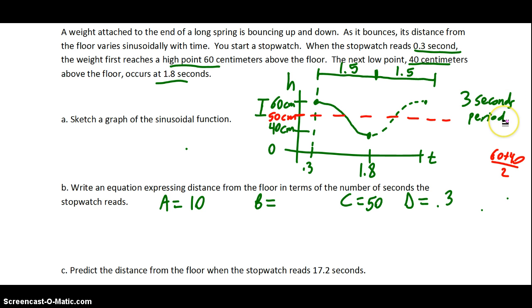But does that mean that's our b value? No. You have to take 2 pi divided by your period to get b. 2 pi divided by the period. So in this case, 2 pi divided by 3, which is just 2 pi over 3.